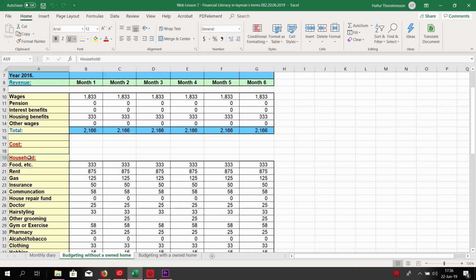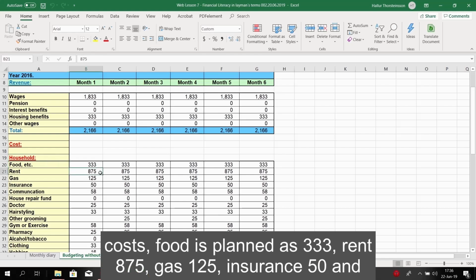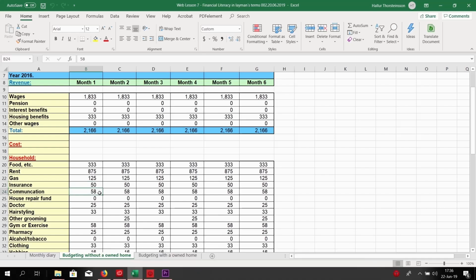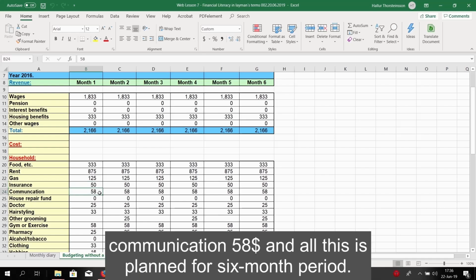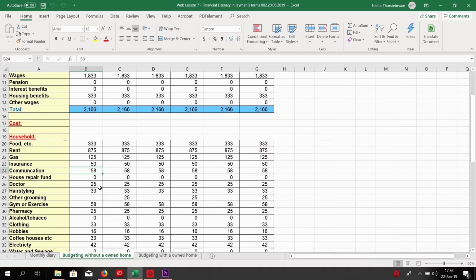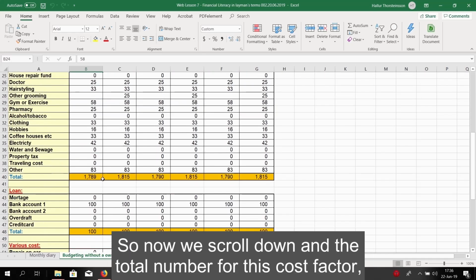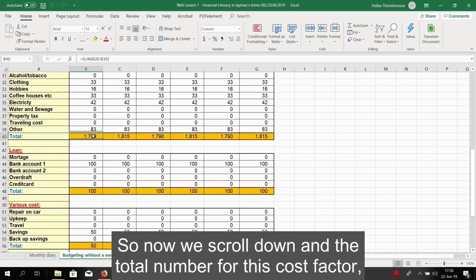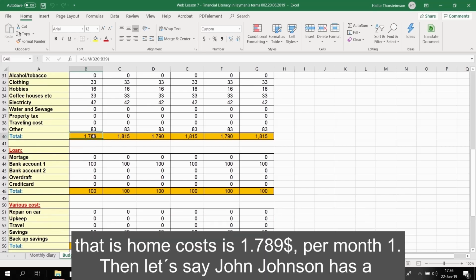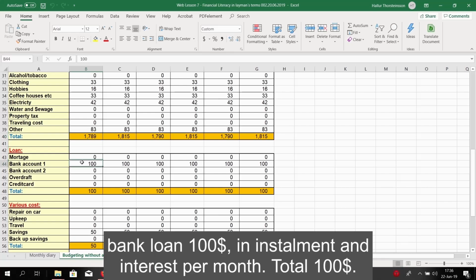In the home cost, food is planned as 333, rent 875, gas 125, insurance 50, and communication 58. And all this is planned for a 6-month period. So now we scroll down, and the total number for this cost factor, that is home costs, is $1,789 per month.